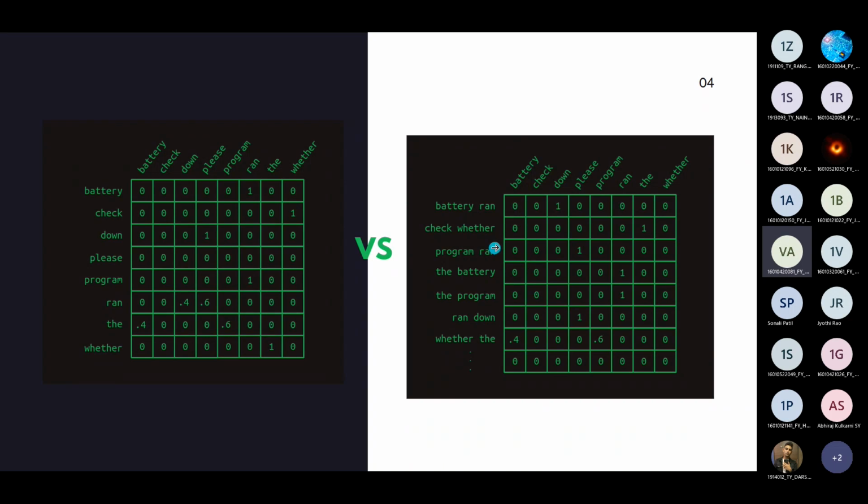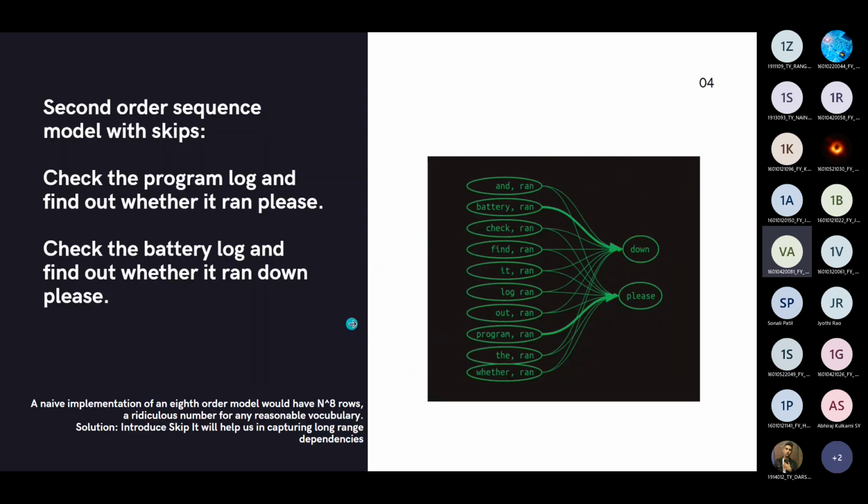Suppose, as I said, you have written a whole big paragraph, and the word is not dependent on just two or three words back. If it is 1,000 or 2,000 words back, then if you imagine 1,000 words written here, this matrix will be so big that it won't be computationally possible for us to compute. So there we introduce the second order sequence model with skips.